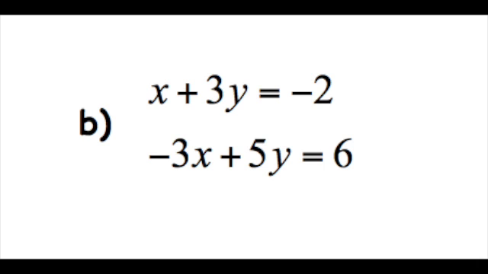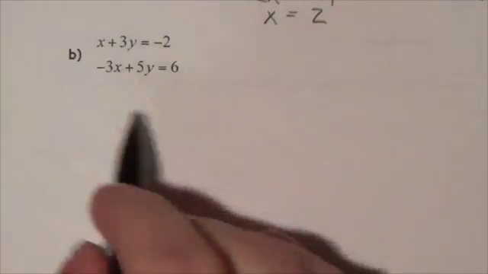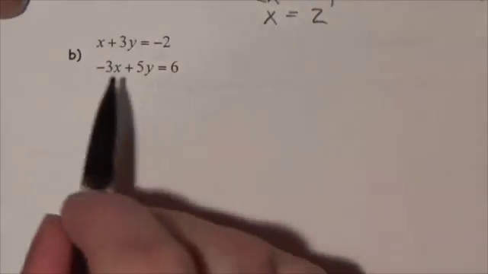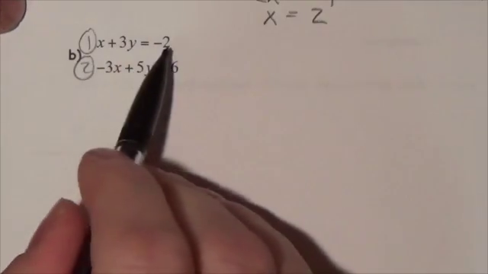Solve the following system by substitution. x plus 3y equals negative 2. Negative 3x plus 5y equals 6. So here's an example of a question where, to solve for a variable, the easiest one to solve for would be the x in equation 1, because it's a very, very simple move.